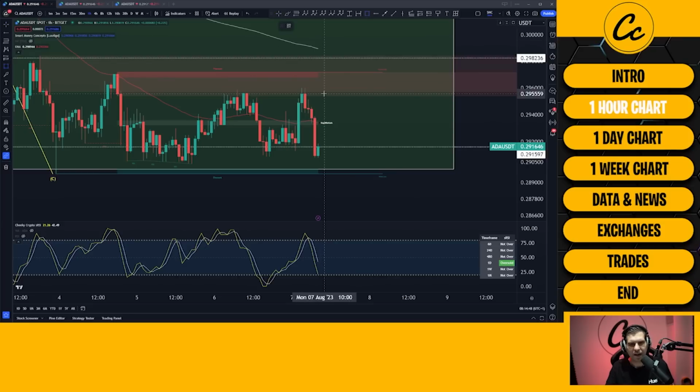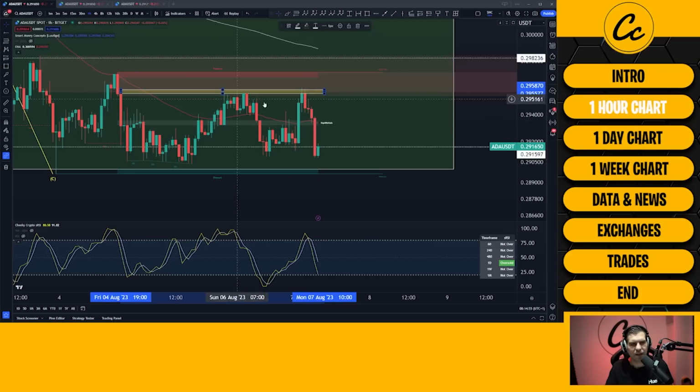So at the moment, there's this area of resistance for Cardano, and it sits right in this little slither. Now, it's possible that we break through here. But basically 29.55 to 29.58 is our resistance at the moment, and every time we come up into this range, we get rejected.